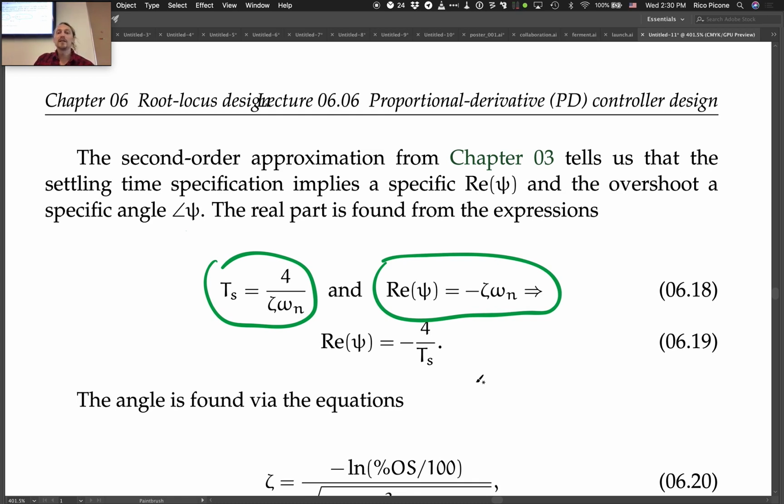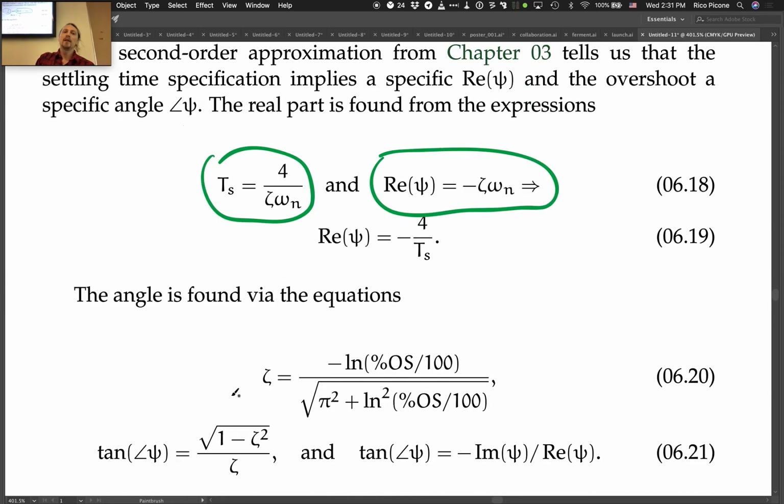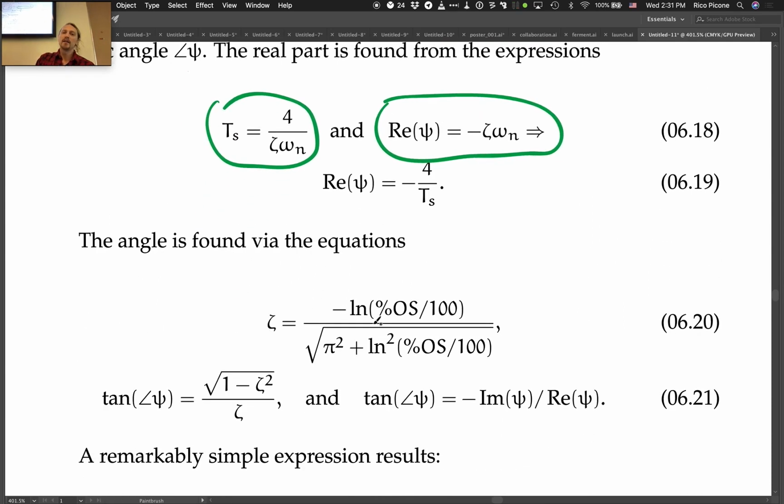This is a general result. This doesn't just apply to this problem. This applies to any problem where you have a settling time specified. That tells you what the real part of your desired closed loop pole location, your test point, should be. The angle is found via these equations.